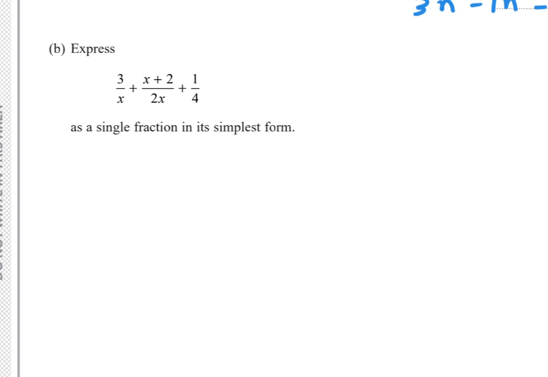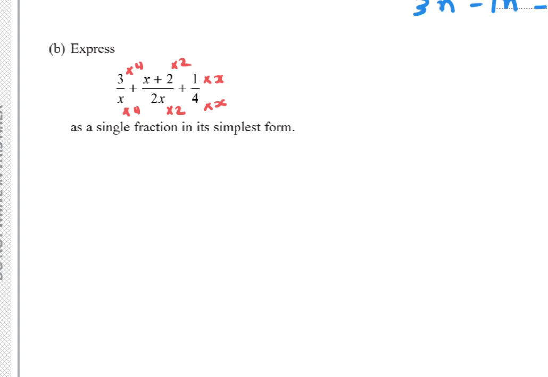B. Express 3 over x plus 2 over 2x plus 1 over 4 as a single fraction in its simplest form. We need the same denominator. To have the same denominator, we can make the denominator for all 4x, because this is the lowest common denominator. So we need to multiply the first fraction by 4, top and bottom. And for the second fraction, multiply by 2, top and bottom. And for the third one, multiply by x, top and bottom.